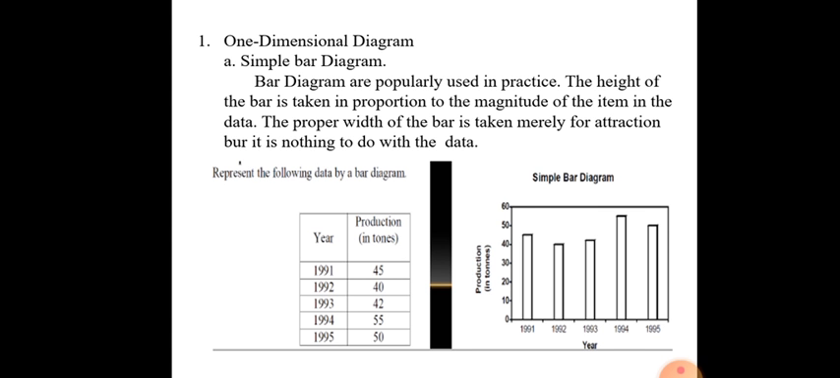Always keep in mind that the years are given on the X axis, and whatever the data is, you have to put it on the Y axis. Now see, in 1991 it's showing 45 tons. According to the simple bar diagram, it shows the statistical data. So just try to understand like this. You have to understand the simple bar diagram.